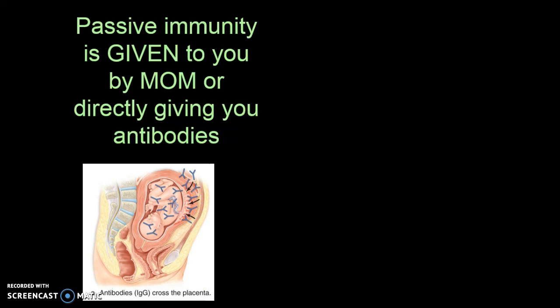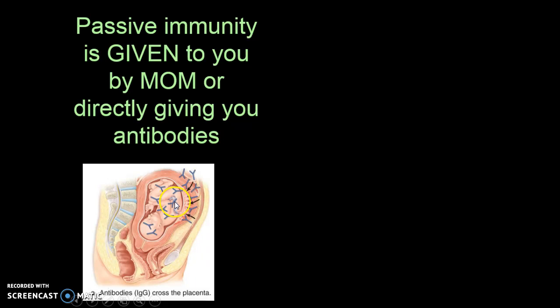Then passive immunity. This is passive. You're not actually doing anything. All right. Passive immunity is given to you by the mom or by directly giving you antibodies. All right. So if you remember, the particular antibody that crosses the placenta is IgG. And so here this is passive for this infant. The infant's immune system isn't doing anything, but rather it's the mom's immune system making these antibodies that move through the placenta into the circulating blood of the infant.